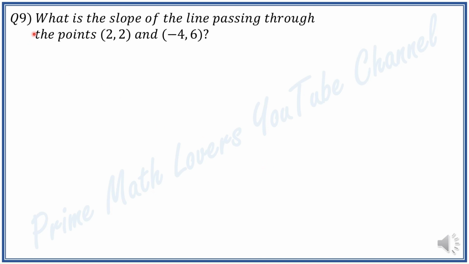Question 9. What is the slope of the line passing through the points (2, 2) and (-4, 6)? A. 2 over 3, B. negative 3 over 2, C. 2, and D. negative 2 over 3.